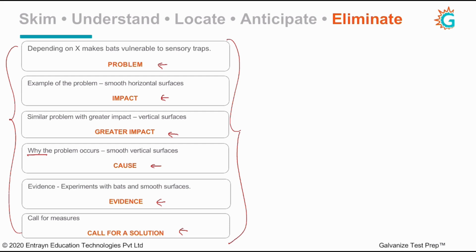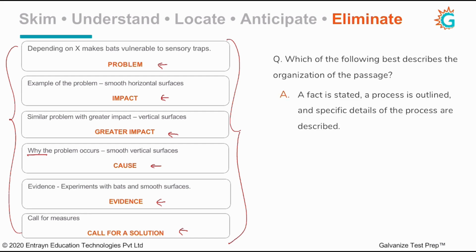This is there in our notes, and therefore this is the structure of the passage. Now it's time to look at the answer choices and eliminate them one by one. Choice A says, a fact is stated, a process is outlined, and specific details of the process are described. Well, this is not related to the passage, because even though it starts with a fact, there is no process that the passage talks about. So choice A cannot be correct.